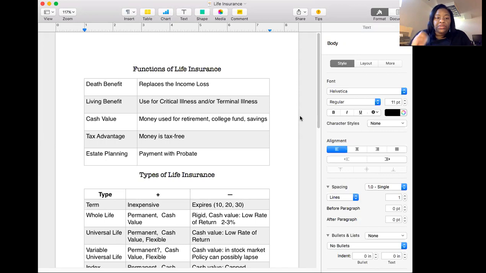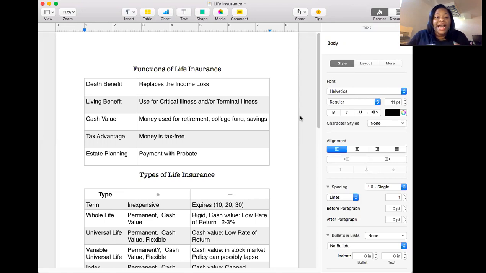The other function of life insurance is this thing called cash value. Cash value is like a little account that's along with your life insurance. So you have the 500,000 death benefit for if something was to happen to you. Then there's a little amount of money that's growing along with it. When the money grows along with it, it can be used for retirement. It can be used for college funds. It can be used for just regular savings. And the money is growing at higher rates than what the bank is offering you with interest. So that's why we care about the cash value portion.